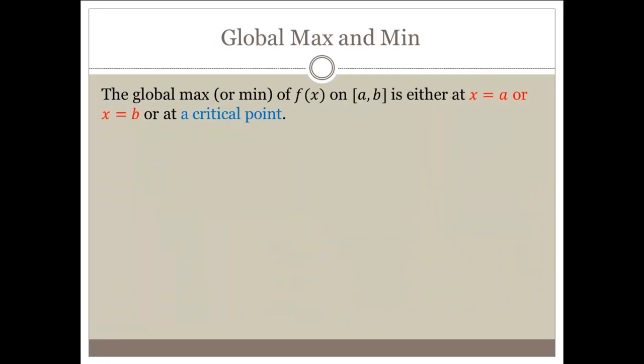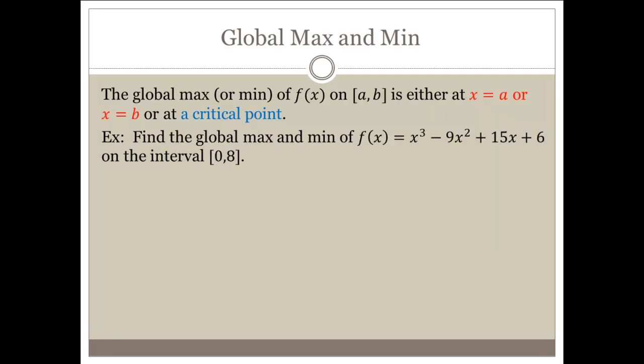Let's now look at an example where we find the global max and min. Let's find the global max and min of the function f of x equals x cubed minus 9x squared plus 15x plus 6 on the interval 0 to 8.